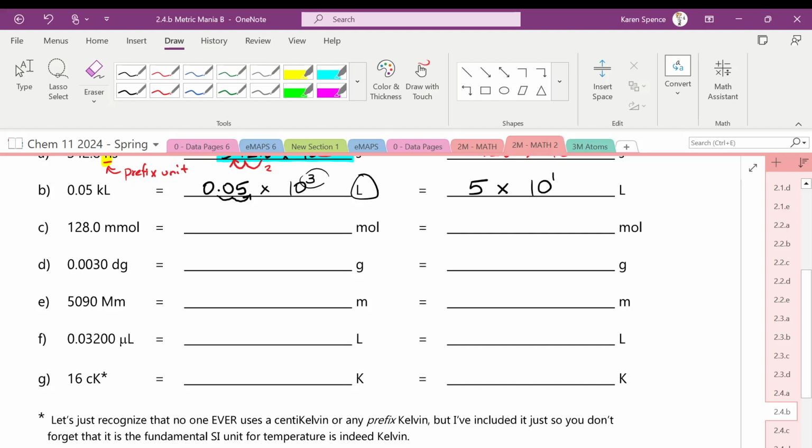Because nano is negative 9. Did you know 10 to the 6? My first, 10 to the negative 6. There you go.